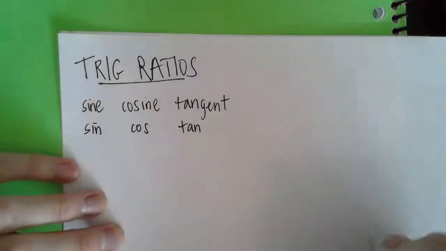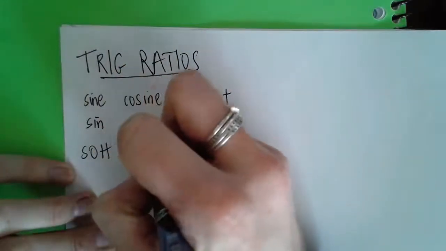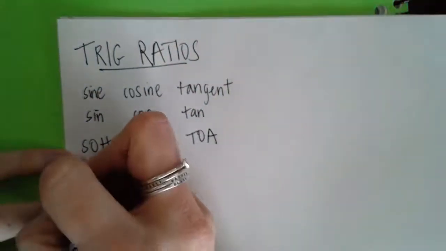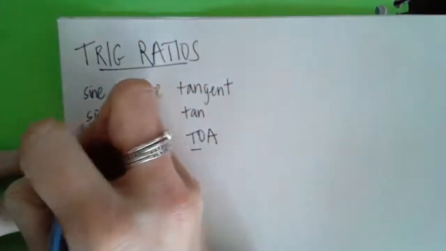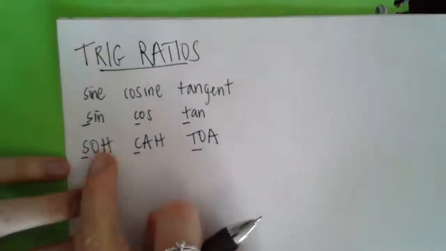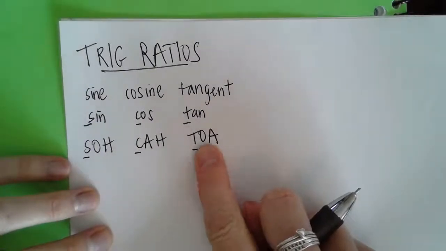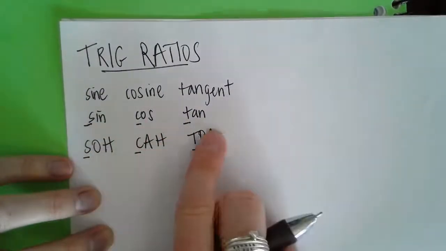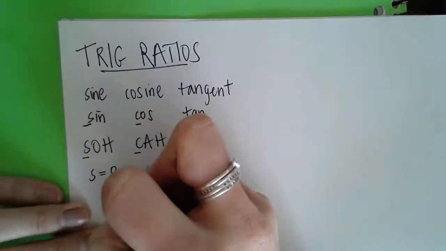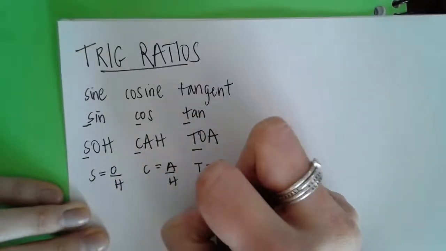Then we also need to remember about Sohcahtoa. Okay, and remember the S, the C, and the T all stand for the S, the C, and the T in the trig ratio, so you know which one you're using. And the O, the H, and the A are all parts of the triangle. Remember, these are our fractions, our trig ratios. So it's really S equals O over H, C equals A over H, and T equals O over A.